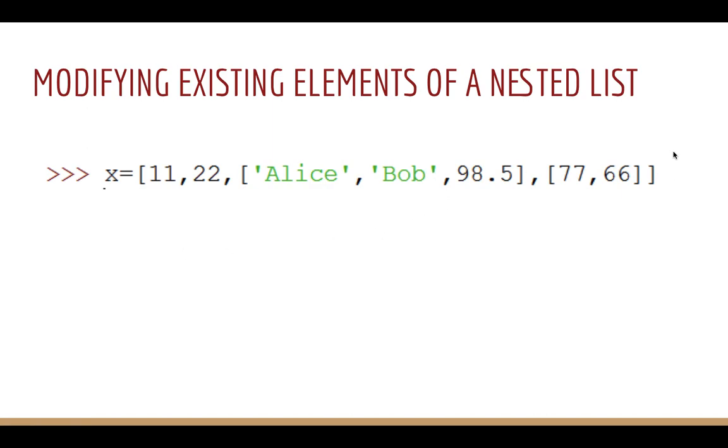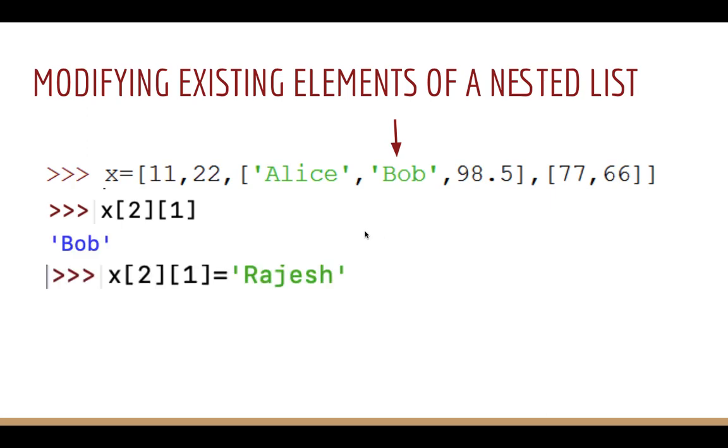Let's say we are considering the previous list x itself. Now, let's say I want to change this name from Bob to a different name. That means I want to modify existing items of a nested list. So, at first, let's access this item Bob, which is x[2][1]. The index of this main list is 2, and within the main list 2, I want to access the index 1, which is Bob. Now, if I want to change its value, I'll have to do it something like this. x[2][1] equals to, let's say I want to make Bob as Rajesh. So, x[2][1] = 'Rajesh'.